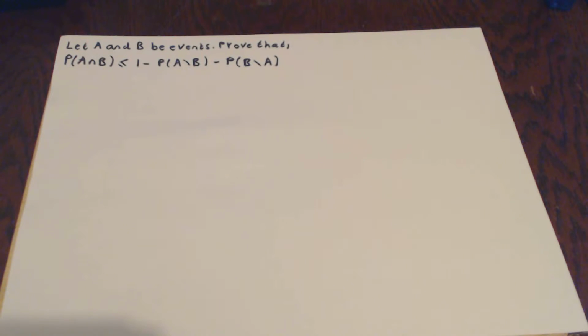Okay, so following on from the previous video involving Kolmogorov's axioms, the corollaries, and the propositions that you derive from that. Let's say you're given the question: let A and B be events, and they want you to prove that the probability of A intersection B is less than or equal to 1 minus the probability of A set difference B minus the probability of B set difference A.